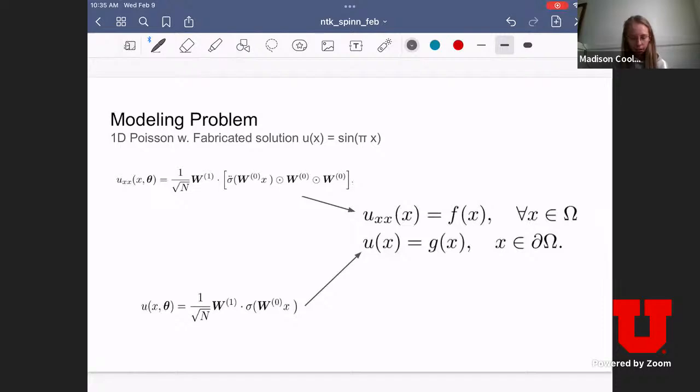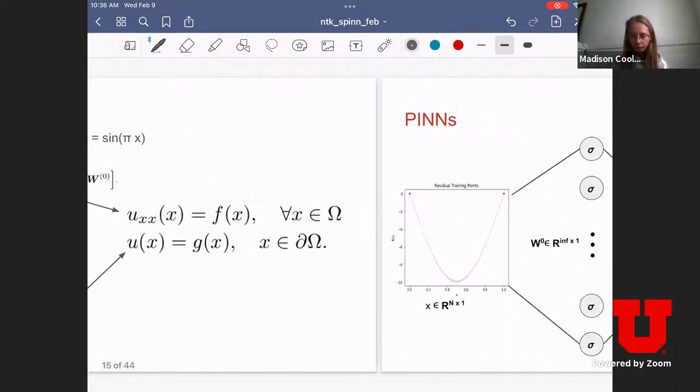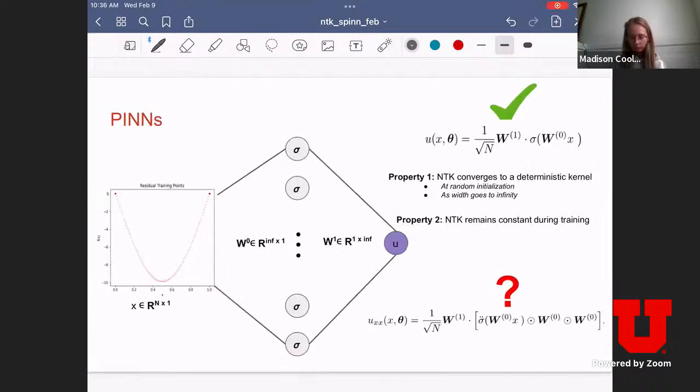So this term you can derive from the bottom term pretty easily. And the question is, how does this term evolve? In this paper, they wanted to answer a few questions. Mainly, do the same properties that hold for the NTK of standard neural nets also apply to the NTK for PINNs? Meaning, does it converge to a deterministic kernel, and does it remain constant during training?